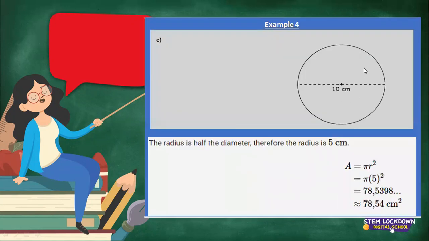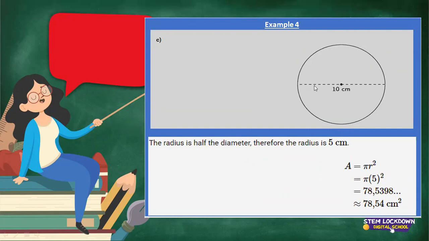Now next is this. Calculate the area of this. How to find the area of this? So this is a circle and the diameter is given as 10. So the first thing to find is the radius. Diameter is a line running from one part of the circumference to the other part passing through the center.